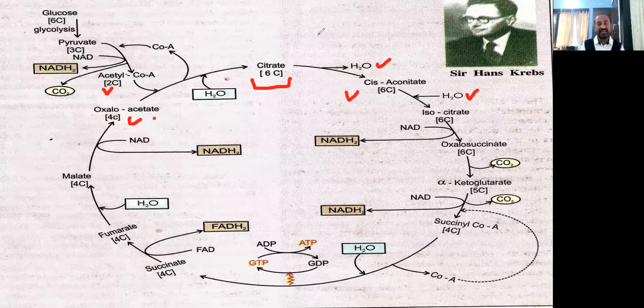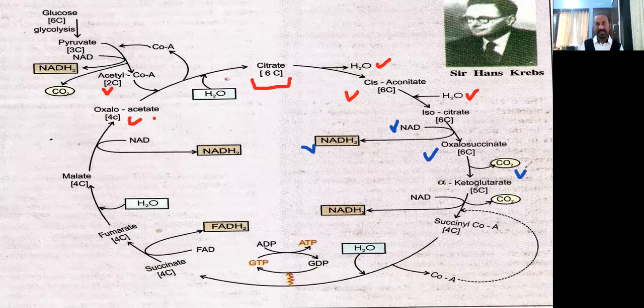Now this isocitrate undergoes oxidation. Oxidation means removal of hydrogen. That hydrogen will be taken up by NAD, and there will be formation of NADH2. By oxidation of isocitrate, or isocitric acid, another organic acid is formed, which we call oxalosuccinic acid. Now this oxalosuccinic acid, how many carbons does it contain? 6 of them. Now this 6-carbon oxalosuccinic acid undergoes decarboxylation. What is decarboxylation? Removal of carbon dioxide.